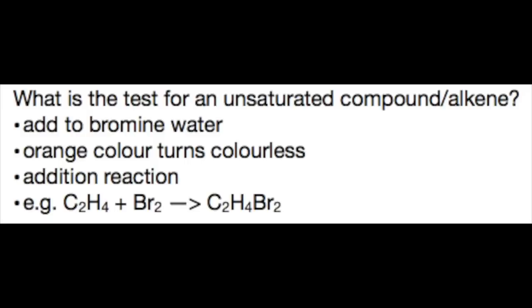They often like to ask you how you test for a saturated or unsaturated hydrocarbon. So what you're going to do here is add bromine water, and with an unsaturated hydrocarbon, you'll see orange colour turning to colourless. And that's because the bromine's added itself to the original hydrocarbon, so it doesn't exist anymore. And here's the equation showing that. With saturated hydrocarbons, you won't see any reaction.